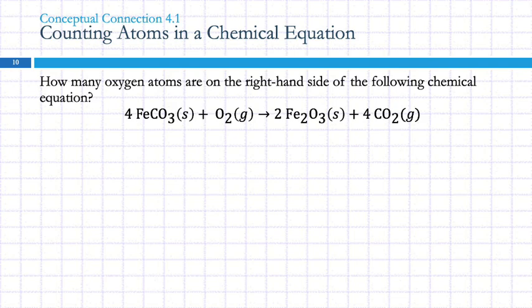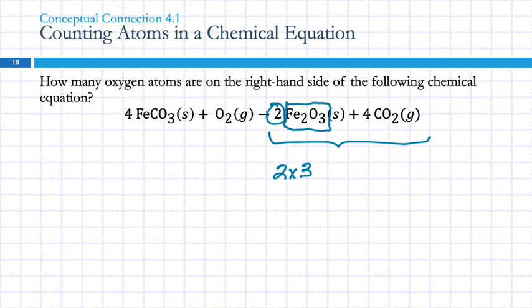So we need to be able to count how many atoms are in a chemical equation so that we can balance. So this is asking us how many oxygen atoms on the right-hand side. So this is the right-hand side, the product side, and they want to know how many oxygen atoms are there. So if we look at this compound, in 1 unit of that compound, how many oxygens are there? There's 3. And the number 2 is telling me I have 2 of those things, right? So that's 2 times 3 oxygens.